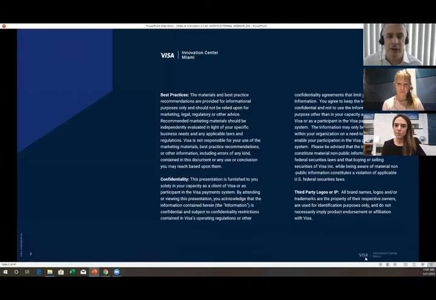So moving along, this is a section of legal disclaimers. I'm not going to read them because it would take too long, and we want to get to the material in the presentation. But when you have a chance, please feel free to review it. It covers a lot of issues in terms of the information presented here today in conjunction with best practices, confidentiality, and also the use of third-party logos.